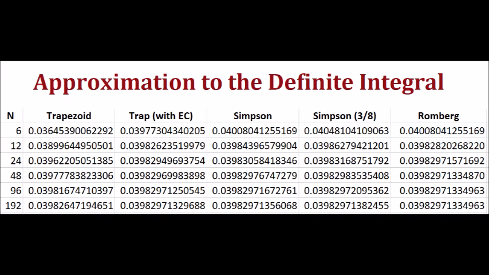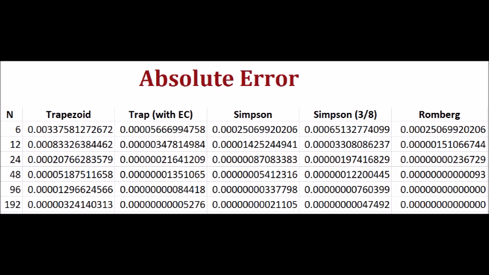I did add a couple more rows for n equals 96 and n equals 192. I can also compute the absolute error for each box. What patterns do you observe? Which methods appear to converge more rapidly?